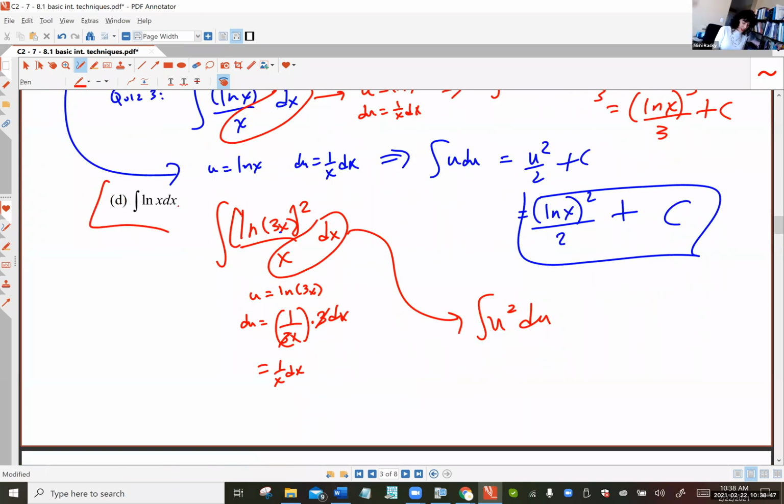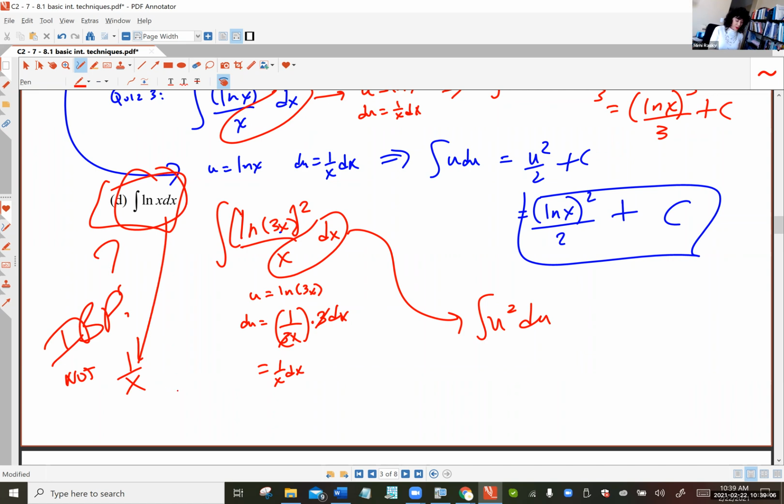So finally, letter D, what do we do with letter D? I claim we can't do it yet. You're also going to need integration by parts to do that. You cannot take the integral of ln of x. Please do not tell me, oh, it's 1/x. Why is that not true? Why is the integral of ln of x not equal to 1/x?